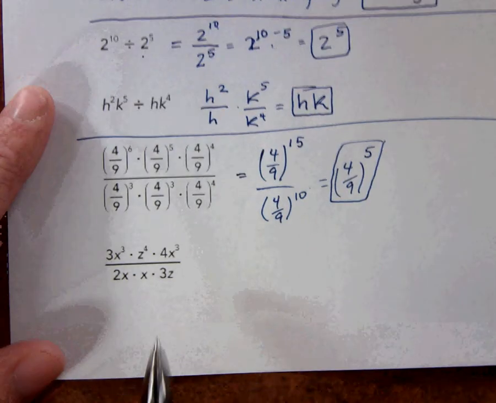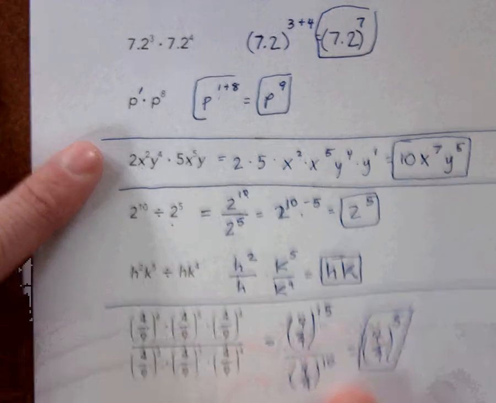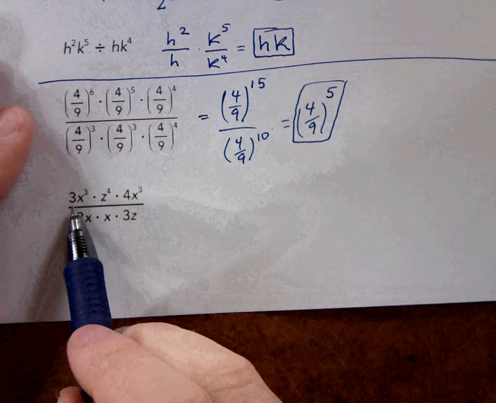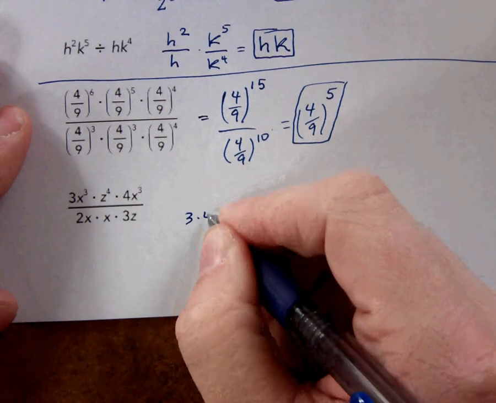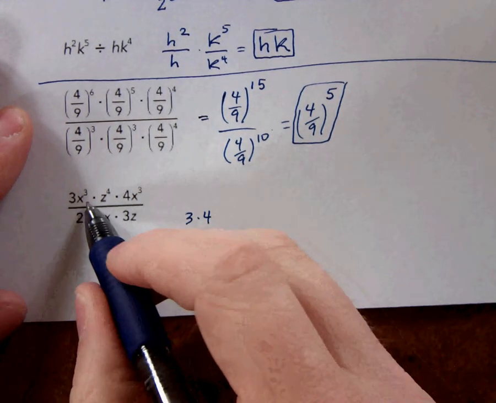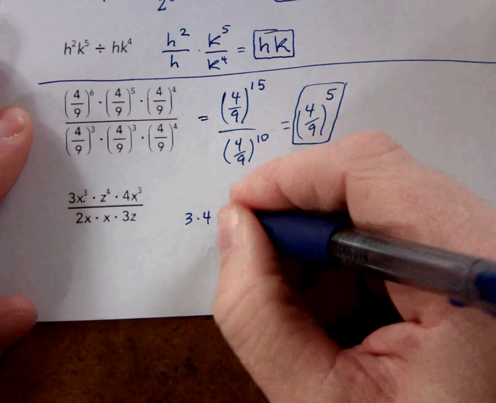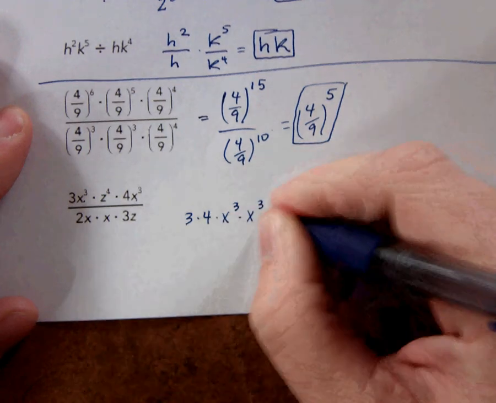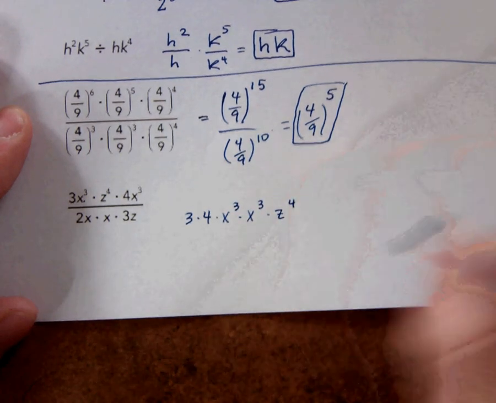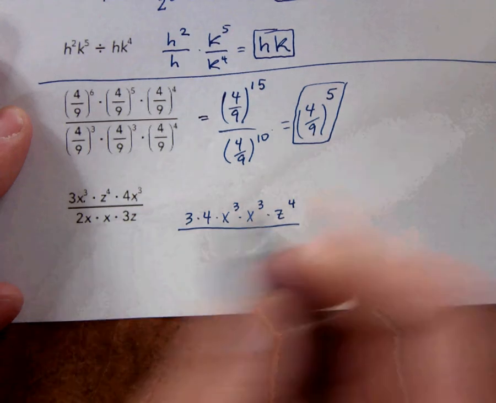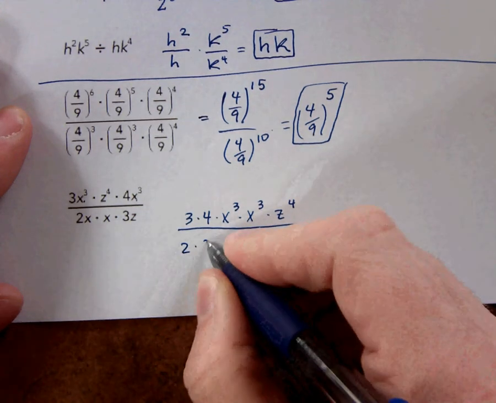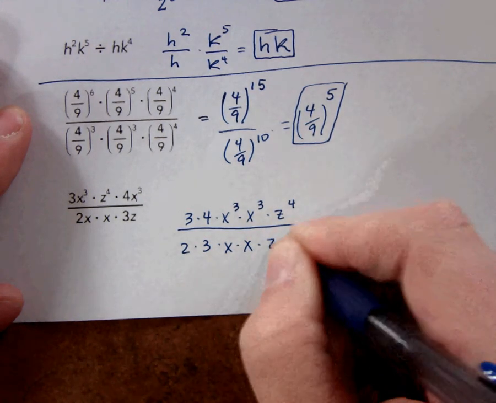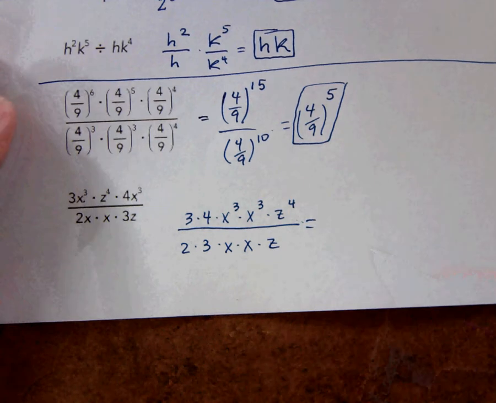And then finally, this one, it's going to be a lot like the one I did right here, where I reordered things. I'm going to take all the numbers out first, so the top number is 3 times 4. And then we have, let's do the x's next, x cubed, and then 1 z to the 4th power, all over, I have a 2 and a 3, so 2 times 3 times x times z.